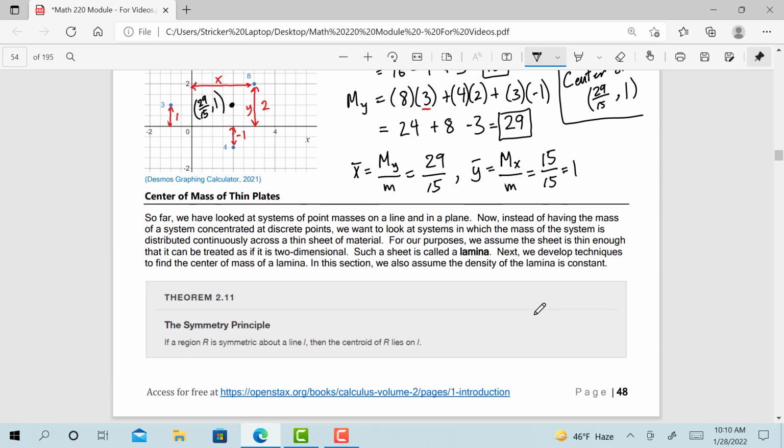So what about if we have a thin plate? Let's talk about that. So instead of like the last example, let's say that we have a really thin sheet and it's so thin that we basically treat it as a two-dimensional system. And whenever we have something like that, the mathematical term for it is called a lamina. We'll get back to this idea of symmetry here in a second.